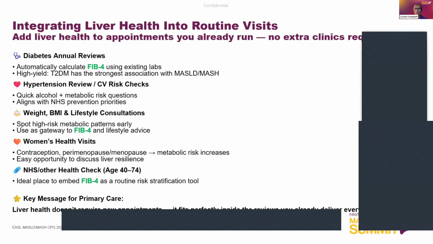So the ideal populations, type 2 diabetic, hypertension, high cholesterol, that is the low-hanging fruit. Let's talk to them. Let's speak to them. Let's look at the liver health, hypertension reviews, weights, BMI, lifestyle consultations. Where we're targeting lifestyle, let's put the liver back into the story.